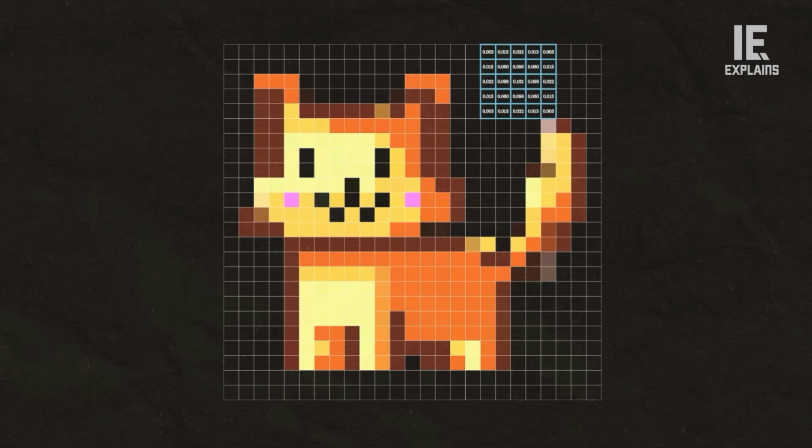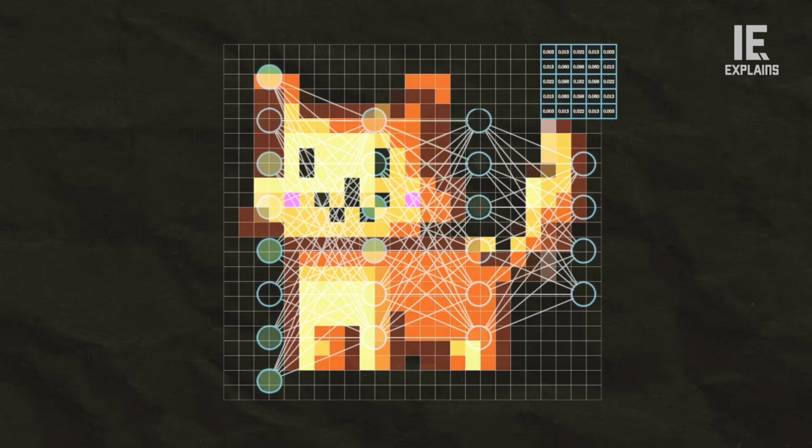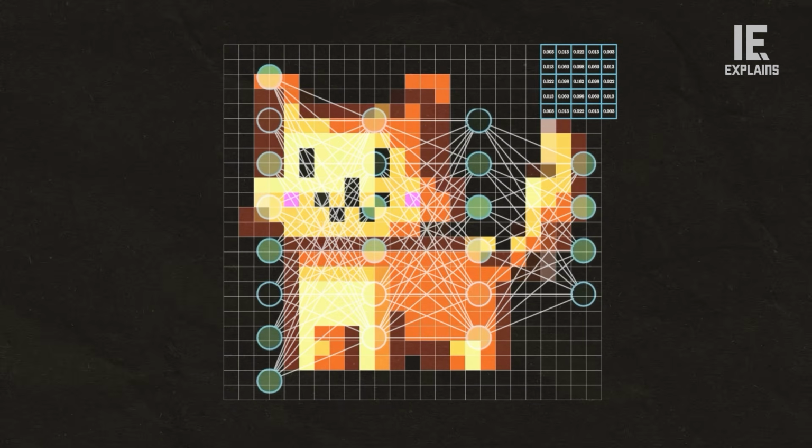Nobody programmed it to recognize a dog. It figured out what makes a dog look like a dog by processing millions of labeled photographs and adjusting its weights to get better at the task, which is remarkable, and also the source of a very specific problem.